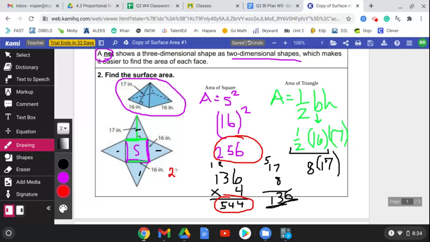To get the area of the whole thing, or the surface area, the area of its surface, the area of all the faces, I have 256 plus 544. I add those together, and I would get 800. Right? Now, this is area. Volume was in cubic units. Area is in square units. So this is inches squared, right? 800 inches squared would be my answer.